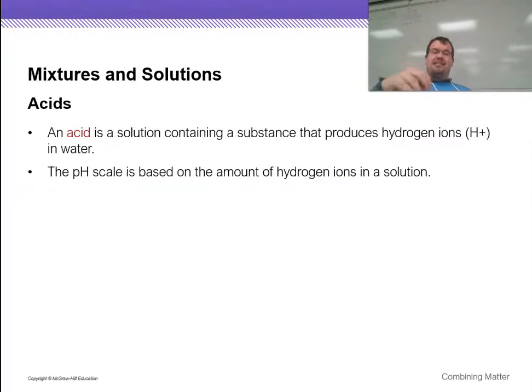Then we have acids. Acids are really cool little guys because they are hydrogen ion donors, or proton donors, because hydrogen ions have lost their electrons, so it's practically just a proton. And all this is, a big fancy way of saying, is an acid is a solution containing a substance that produces hydrogen ions. The pH scale is based on the amount of hydrogen ions in a solution. If you've ever heard anything about the pH level of an acid, that's where this is coming from.